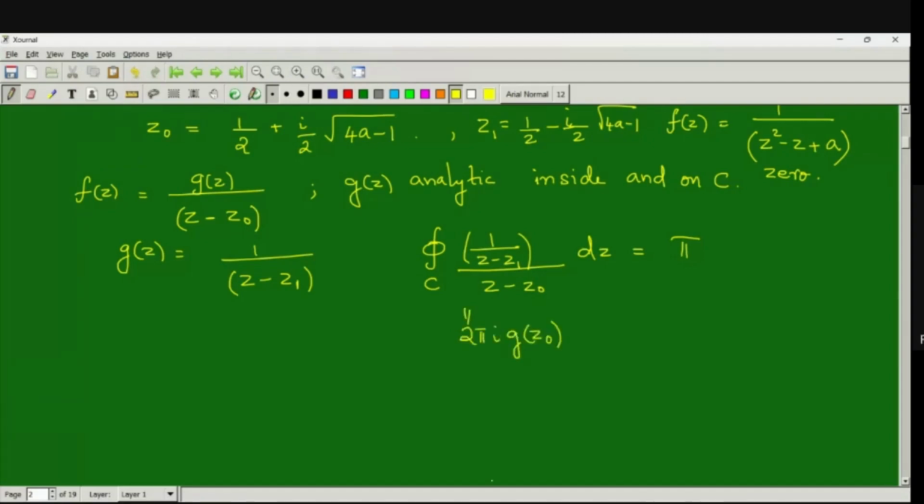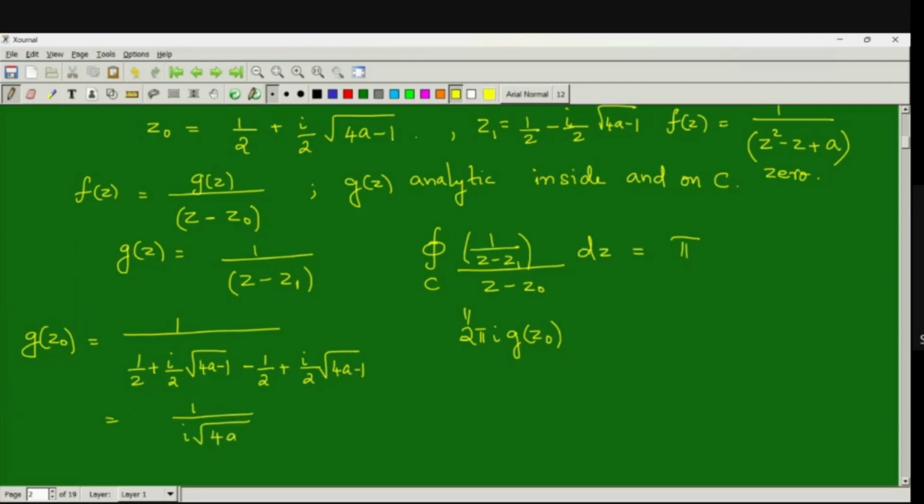So what is g of z0 we have to find? g of z0 is 1 by z0, which is 1 by 2 plus i by 2 square root of 4a minus 1, minus z1, which is minus 1 by 2 minus i by 2 square root of 4a minus 1. This is precisely 1 by i square root of 4a minus 1.